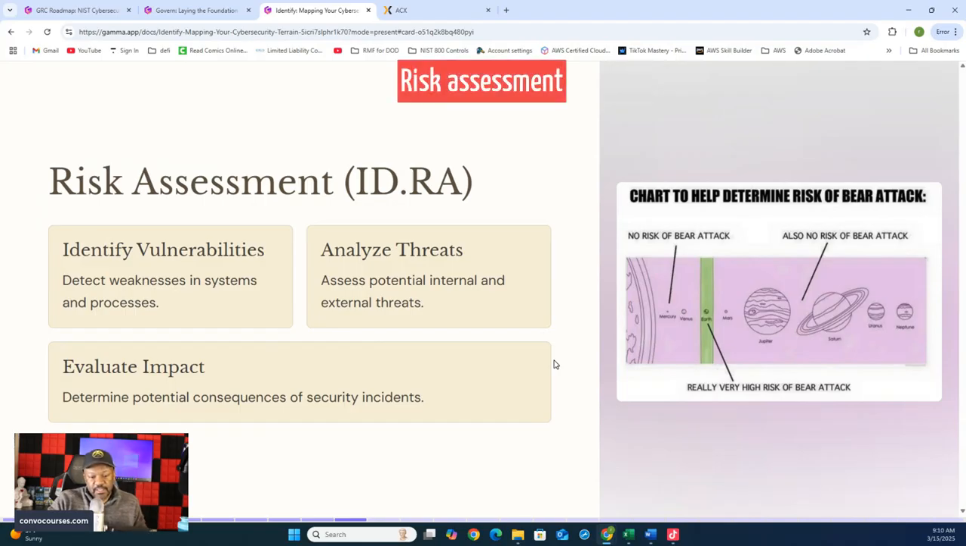Risk assessment. You can't do risk assessments without having a proper identification of vulnerabilities. You have to identify vulnerabilities, analyze threats, and then figure out the impact. If we do get hit, if our system gets hit, what is the impact to our organization? And you can't do any of that unless you can identify the vulnerabilities in your environment and identify the threats to your environment.